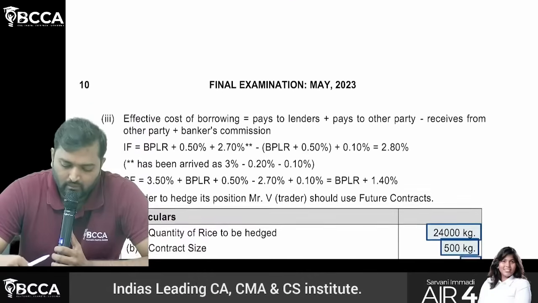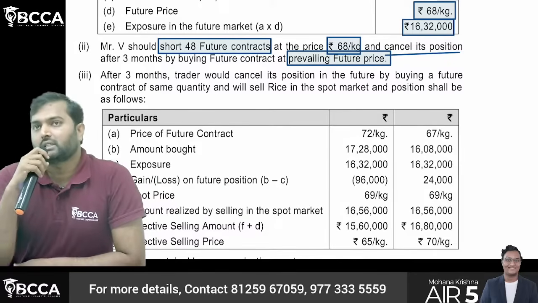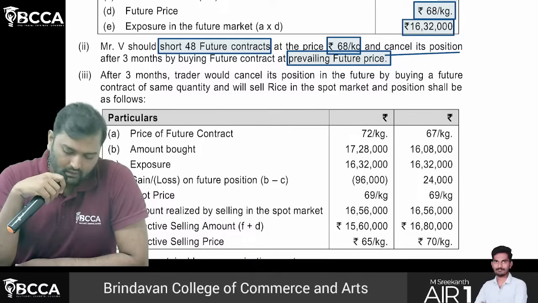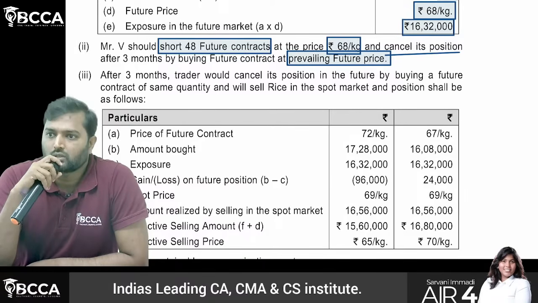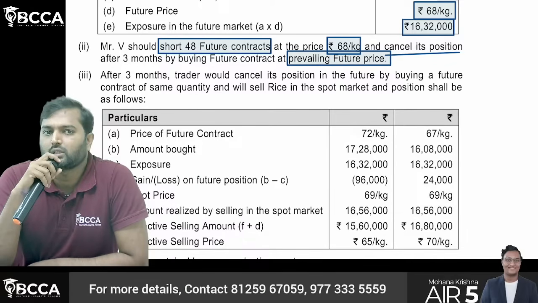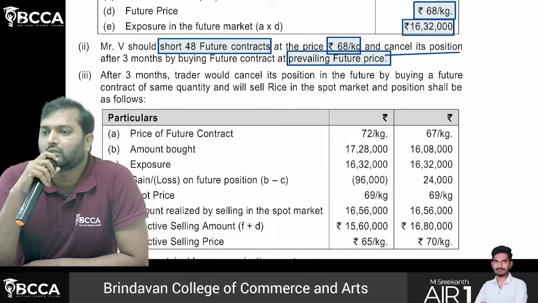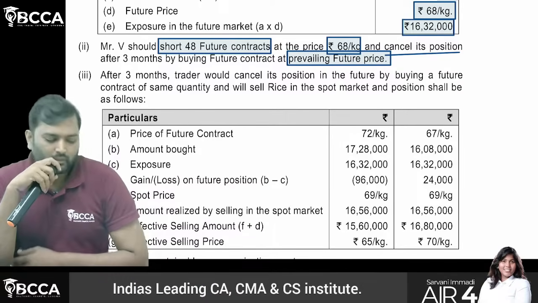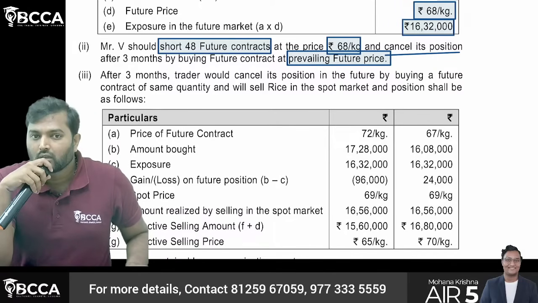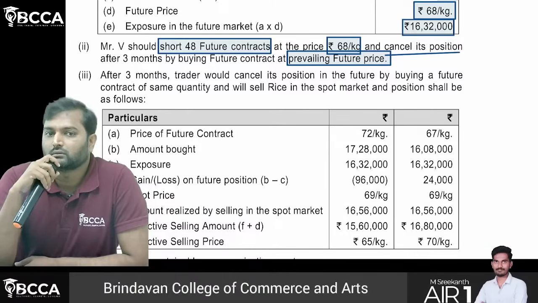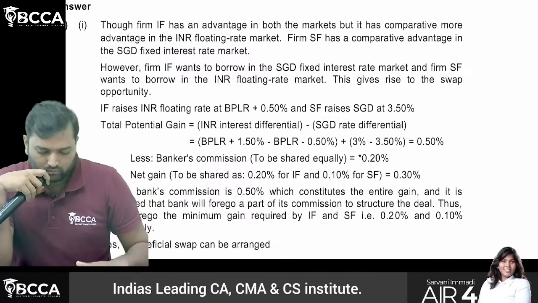Okay. So tell me how to calculate. Simple. First scenario 72 per kg, second scenario 67 per kg. Right now we are taking a short position. So to close the short position contract, we take a long position. So in the first case we take a long position at the rate of the future price on maturity, which is 72.